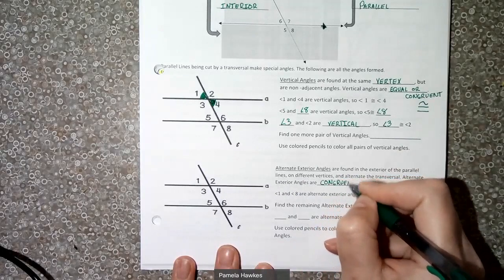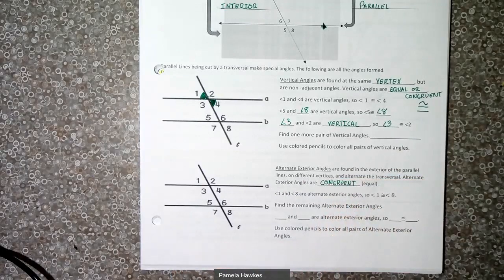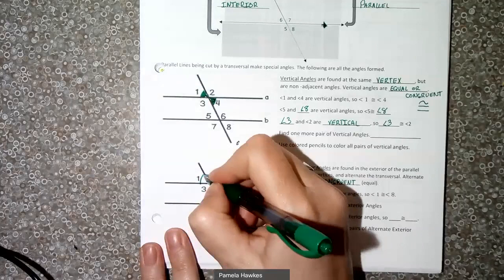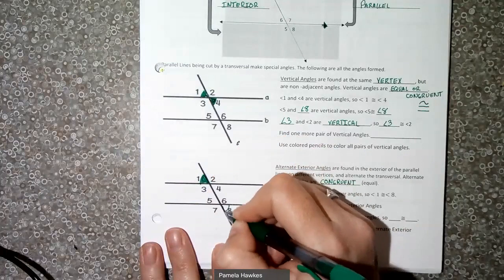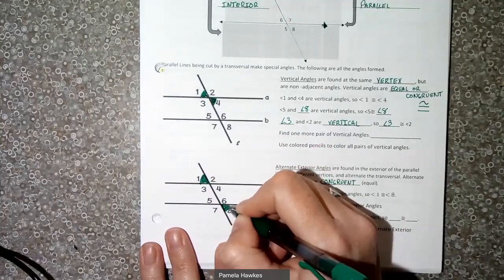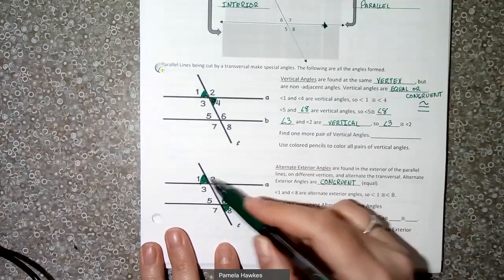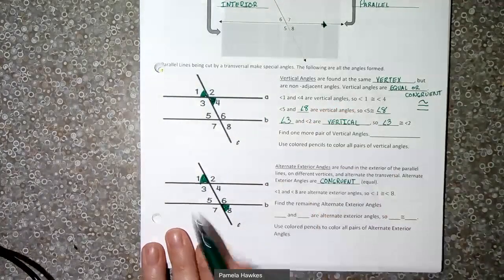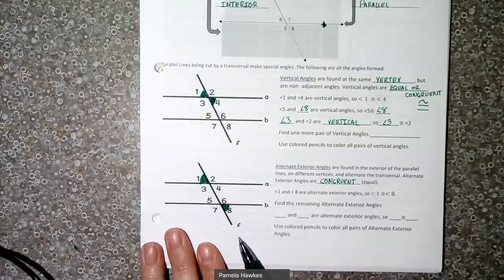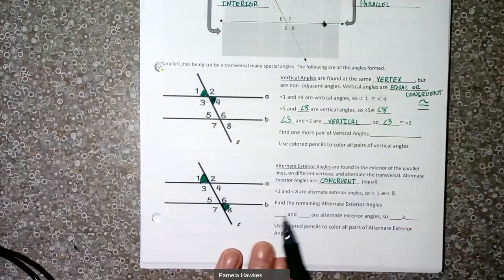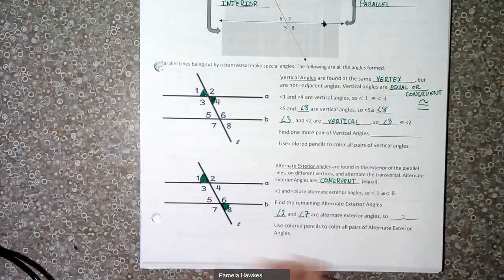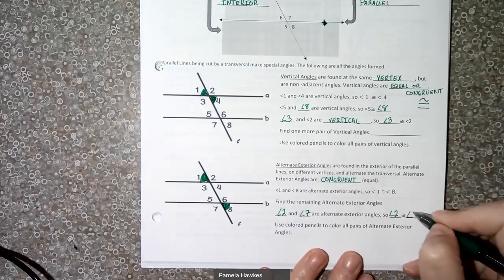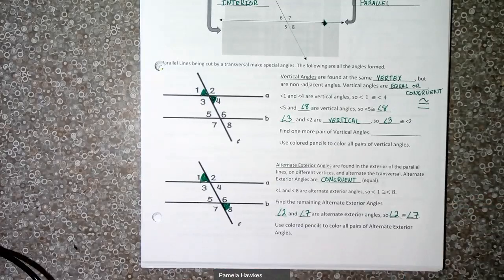So, Brett, give me an example of alternate exterior angles. 1 and 8. So 1 right here, coloring it in again, and 8 down here. Not on the same vertex. They're on the outsides of the parallel lines, opposite sides of the transversal. So 1 and 8 are alternate exterior angles. What else is alternate exterior angles? 2 and 7. Angle 2 is equal to angle 7. Congruent. You got that one?